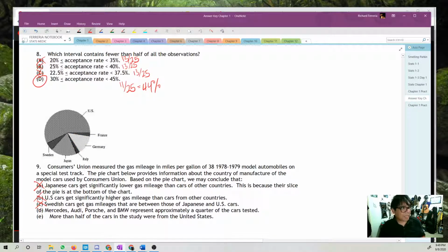Which brings us to E. More than half the cars were from the United States. And taking a look at the U.S. slice of pie, that does look like more than half of the pie, doesn't it? It's so much of the pie that it's going to take me forever to highlight the U.S. pie. Okay, so that's more than half the pie. So that has to be the correct answer right here, letter E. More than half of the cars in the study are from the U.S. Now, remember, it's not asking anything about the actual mileage. It's just asking about the country of origin.